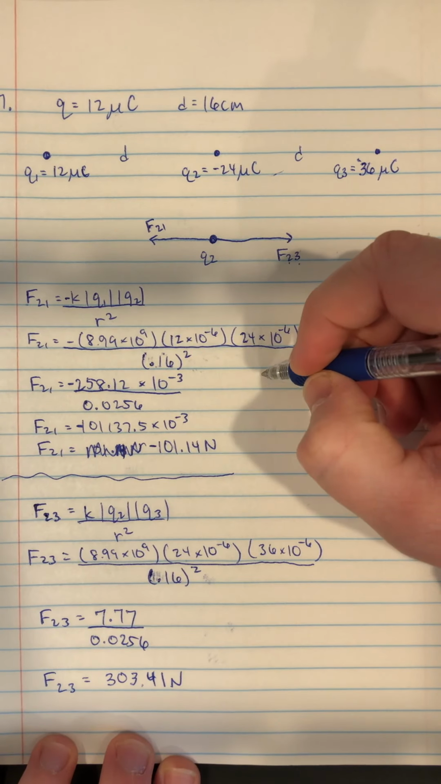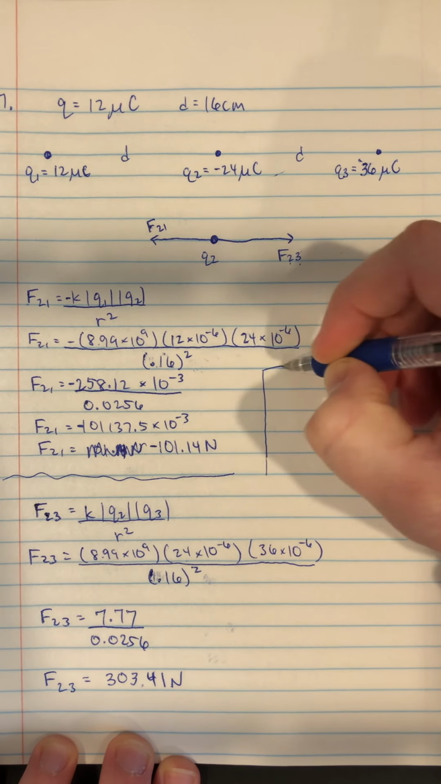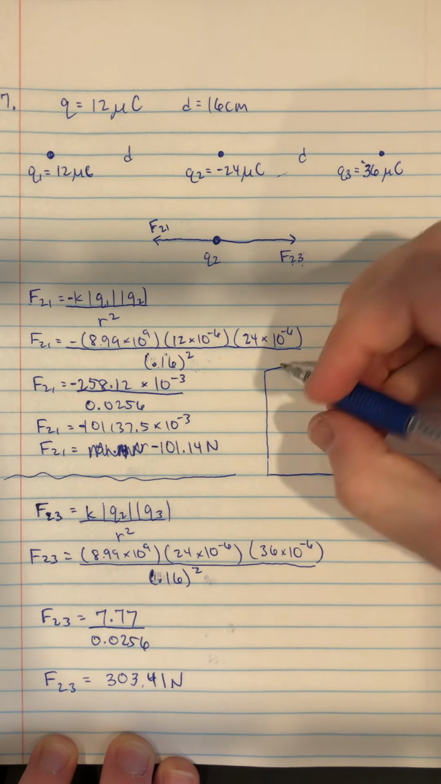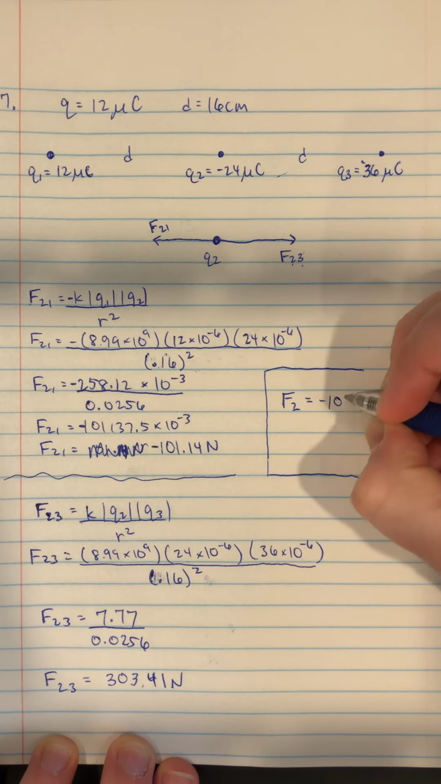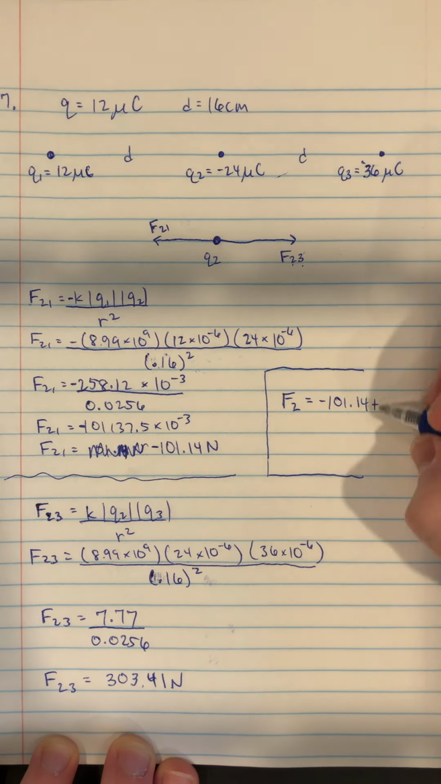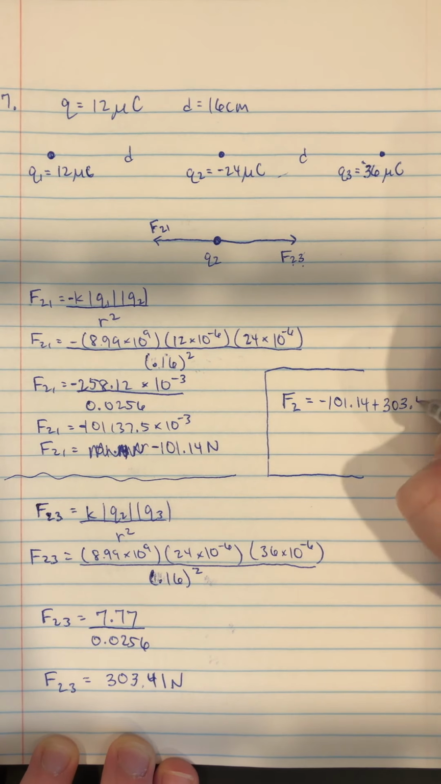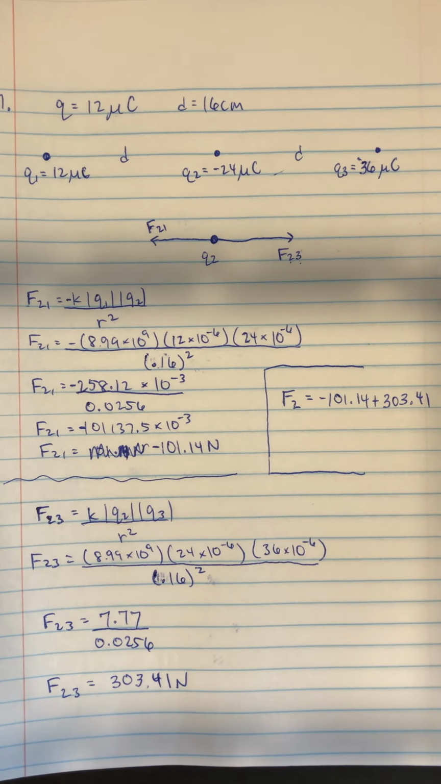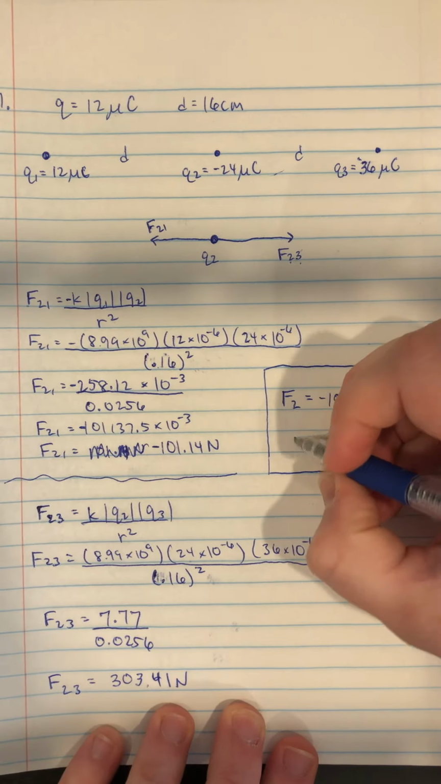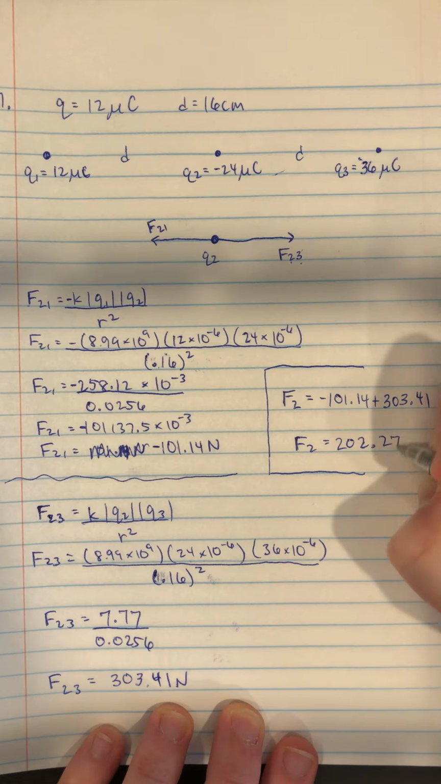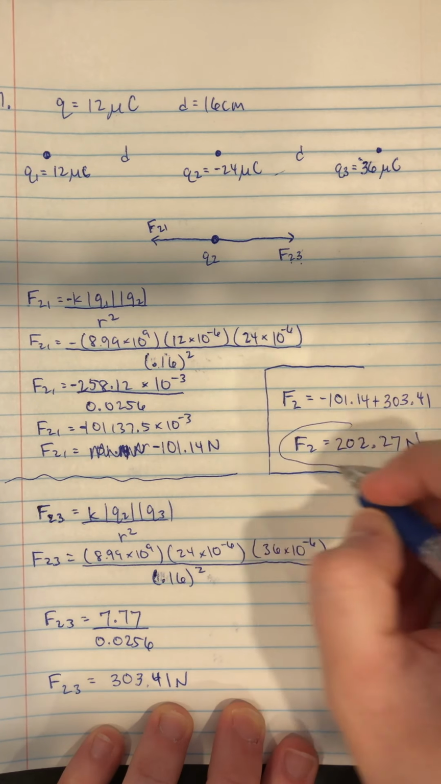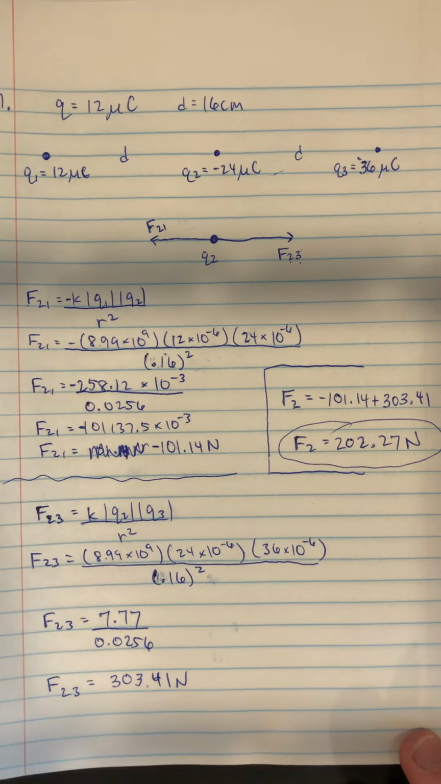We want to find the total. We add those two together. So force on charge 2 is going to be negative 101.14 plus positive 303.41. Negative 101.14 plus 303.41 gives us a total force of 202.27 newtons. All right, 202.27 newtons for the force on Q2.